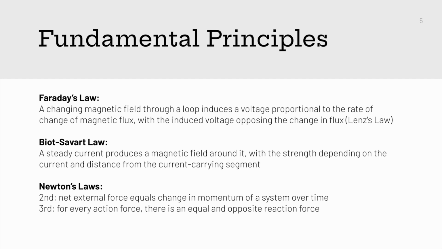And Faraday's law and Biot-Savart law interact as for every action force, there's an equal and opposite reaction force. So for the change in magnetic flux, there's an increase in voltage, and this leads to more of an upwards force acting against the magnet falling down because of the changing magnetic field. And because of these equal and opposite reaction forces, the magnet ends up falling slower.